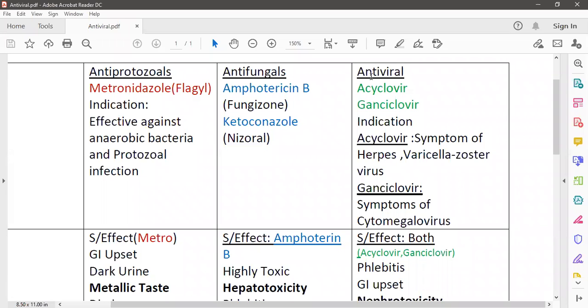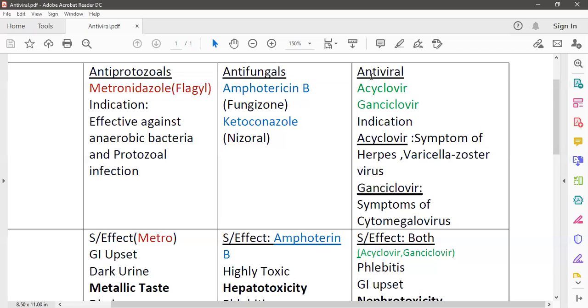This table basically discusses three groups of drugs: antiprotozoal, antifungal, and antiviral, right? The first one is antiprotozoal, we said. Antiprotozoals are the drugs we use for the treatment of protozoal infection. Protozoal infection, I said.